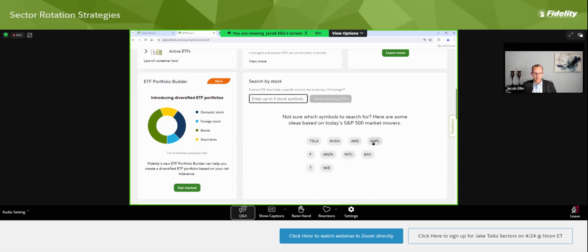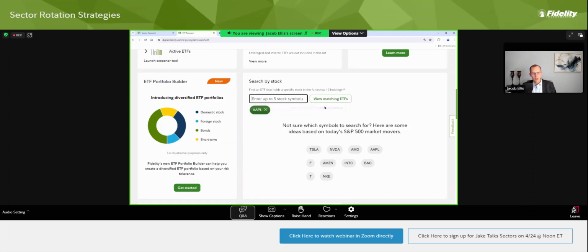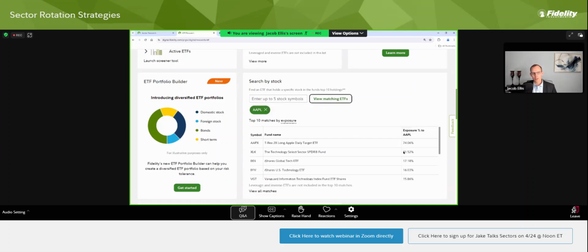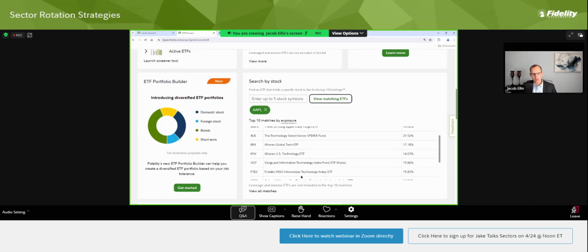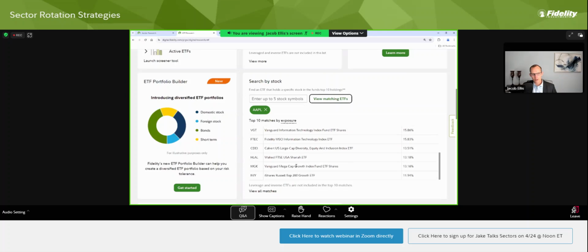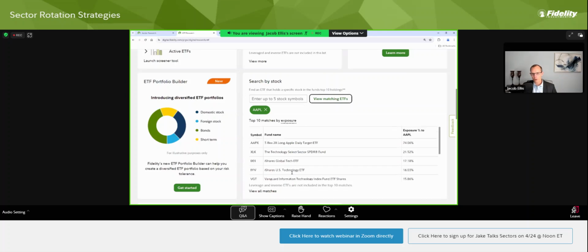We'll go ahead and plug in, in this case, let's just take a look at Apple. How about, if we plug in Apple and hit enter, let's see, for some reason it's not loading. There we go. And if we hit view matching ETFs, we can find the current portfolio allocation to different funds along the way, finding those that currently own it.